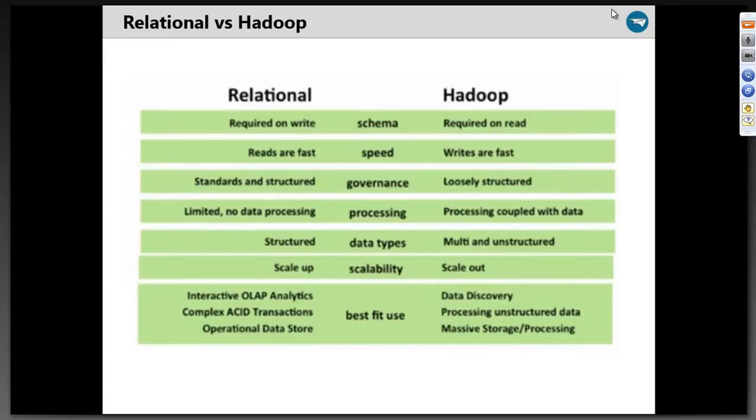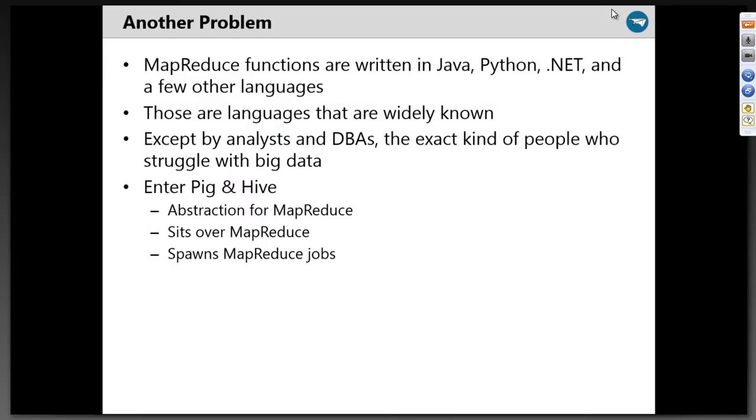It's good for scale out, but relational is still the best if you have OLAP analytics or complex ACID transactions or an ODS. We still are going to be using the relational databases for those things. And then we'll typically use Hadoop for data discovery, processing unstructured data, and massive storage and processing.